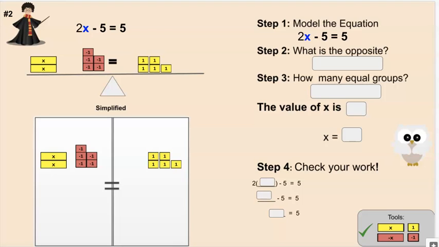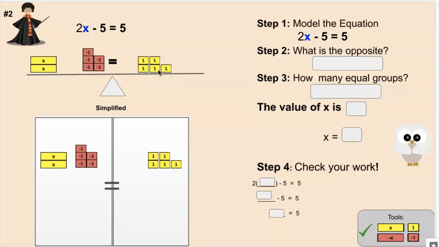Okay, Huskies, let's help Harry Potter do problem number 2. In this problem, we have 2x minus 5 equals 5. And when we model the equation, here is our model. On this side of the equal sign, we have 2x. Here's a 2x. Take away 5 negatives, equals positive 5.